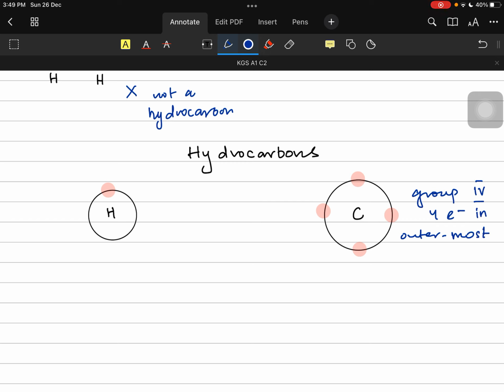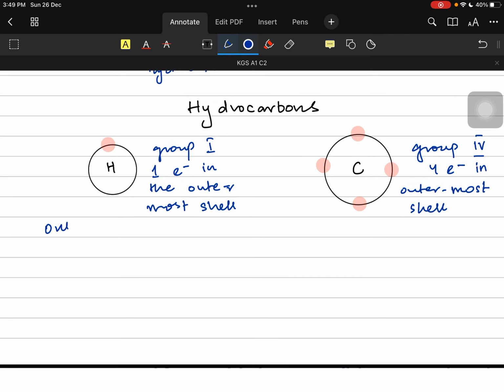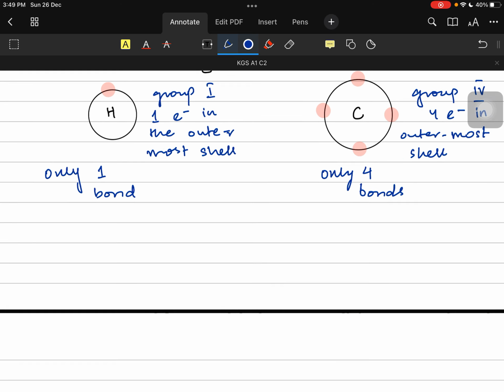That is very basic. Hydrogen is in group number 1, so it has 1 electron in the outermost shell. That is why hydrogen makes only 1 bond, only 1 covalent bond, and carbon makes only 4 covalent bonds. No more, no less. Simple as that. So whenever you are making a covalent bond, carbon should be radiating 4 lines and hydrogen should be radiating 1 line, because 1 bond is equal to 1 line. 1 covalent bond is represented by 1 solid line.